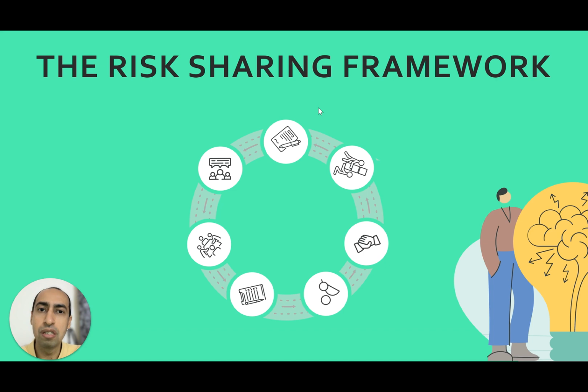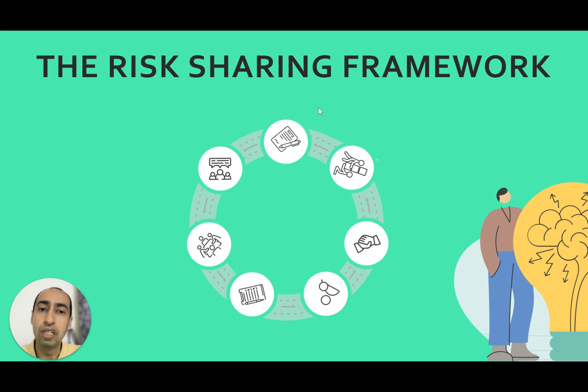The framework consists of 7 interconnected steps. Each one of those steps focuses on a key aspect of risk sharing. These steps ensure that risks are properly identified, assessed, allocated, mitigated, monitored, and continuously improved to enhance the humanitarian response. It's not a one-time process. It is an iterative process. We can say it is a cycle of collaboration, adaptation, and learning.